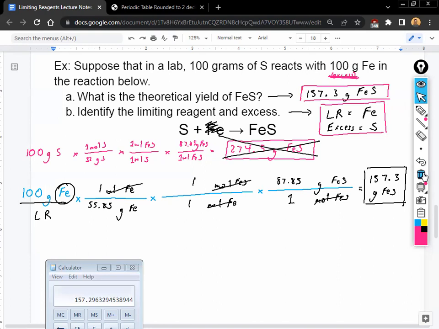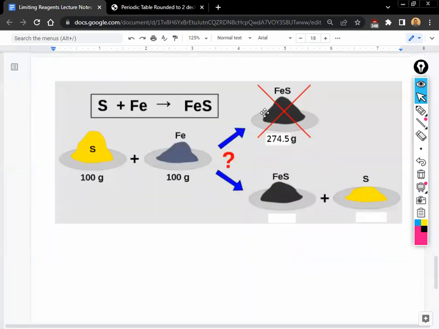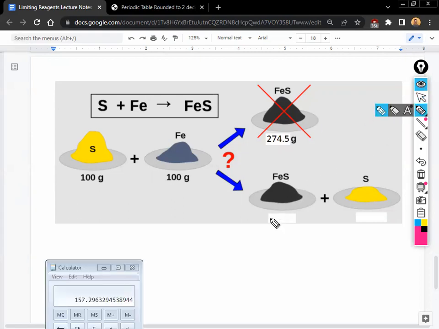Okay, so just to help you visualize it a little bit better, I have a diagram for you right here. 100 grams of sulfur, 100 grams of Fe. It could make 274.5, but in reality, we're not going to make that much, right? We are going to make, what was the number? I keep forgetting. Thank you, 157.3 grams. And if you notice, since we didn't use up all the sulfur, that means we're going to have some of this left over.